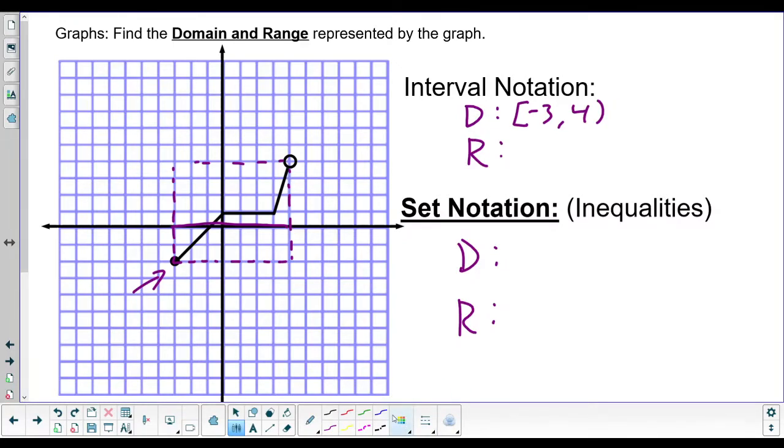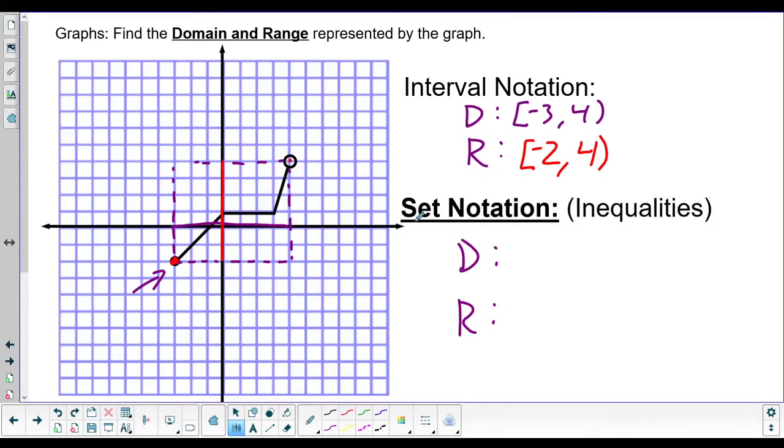Now if we're looking in the y direction, for our range, we want to know what's included in our square. So it goes from -2 up to 1, 2, 3, 4. The very bottom point that makes our box go down that far, this is filled in, so it gets a bracket. The highest point, that's open, so this gets a parenthesis.